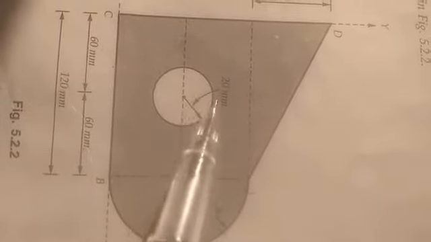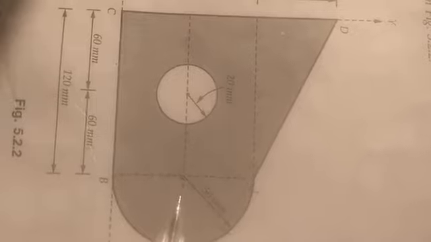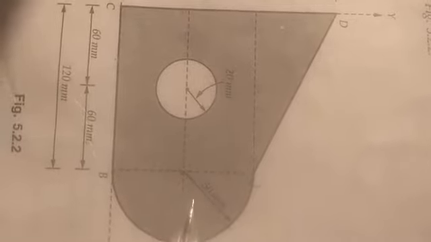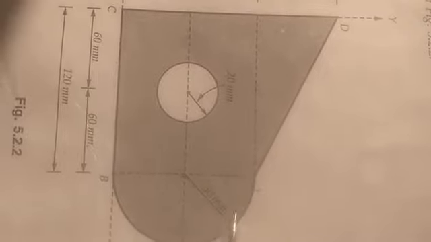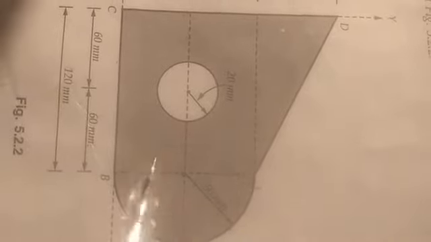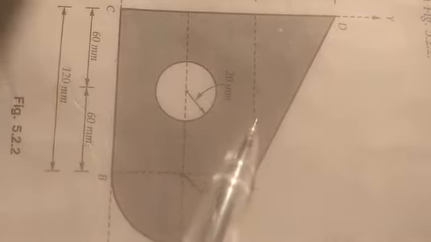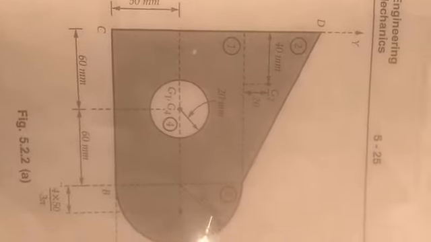Okay. So this is a circle with a radial distance of 60 mm. And this is another circle with a radial distance of 50 mm. So you have to find the centroid of this section. First take the section like this. Take individual sections: section 1, section 2 and section 3.